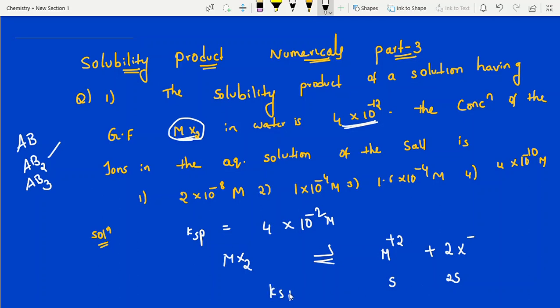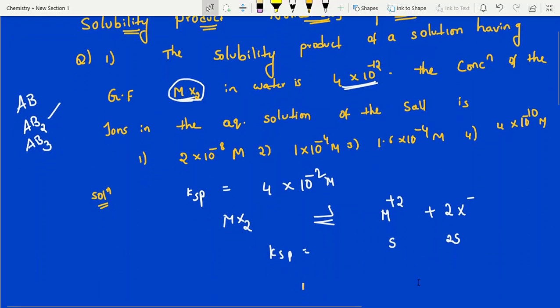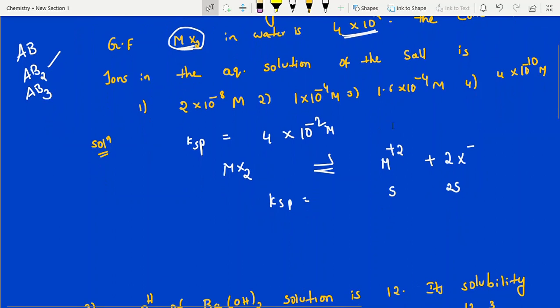So Ksp equal to, what is this? s into (2s) whole square. You can take it like that, or else use the simple shortcut I had given. Ksp equal to s into (2s) to the power 2. Some of the students were doing like this; here you will get the 4s cube value. You can use this formula, else we are using the shortcut.